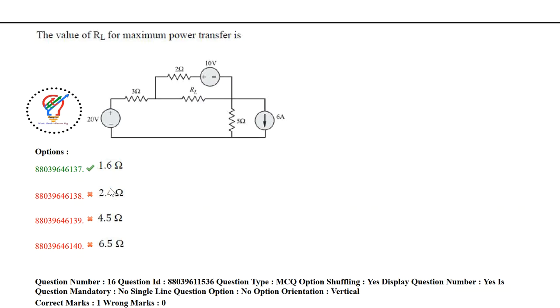Next, one more question. The value of RL for maximum power transfer is? In this concept you just need to understand that the maximum power transfer theorem states that the load resistance should be equal to the source resistance. So RL should be equal to the source resistance. That is the concept. And here we are going to follow the source zero technique. This is also very important, and I discussed the same concept in the GATE 2021 question paper.